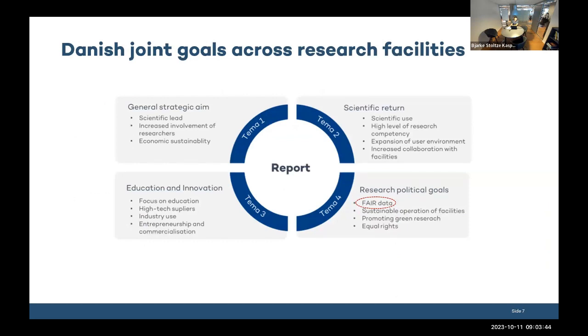A few months ago, we published a new report on how Denmark should work across research facilities in Europe. And as you see here, there are 4 themes, and one of them is the research political goals, and fair data is here, as you can see, as important for the Danish work on research infrastructures as sustainable operations, green research, and equal rights. So you see that we use this strategy also when we are in other fields, and say that it is important that it's spread out through all that we work with.